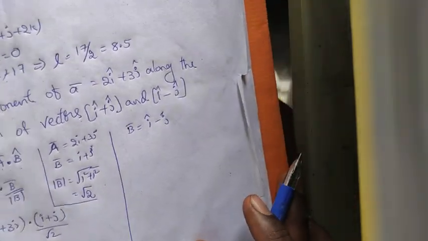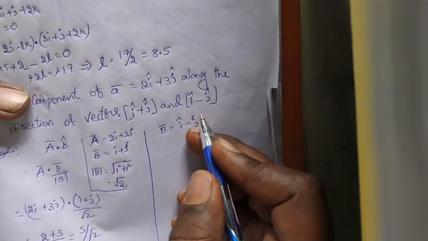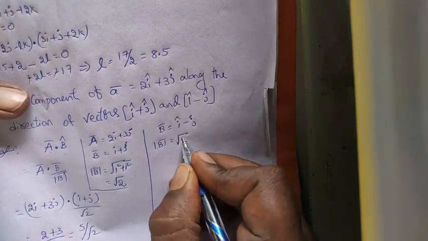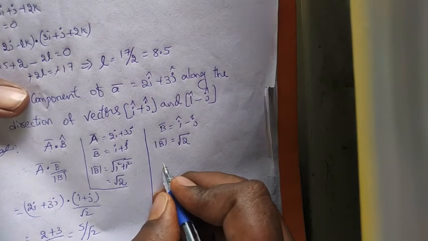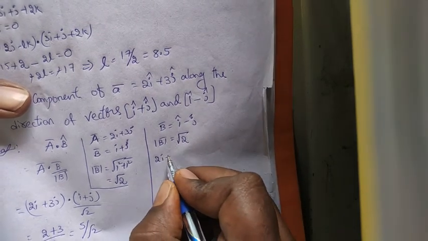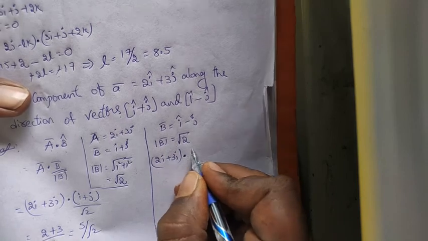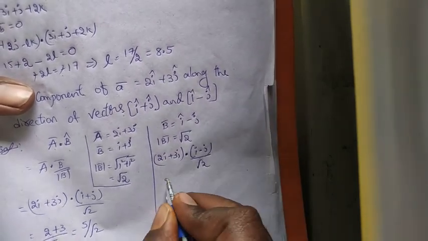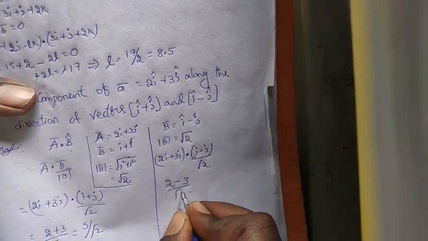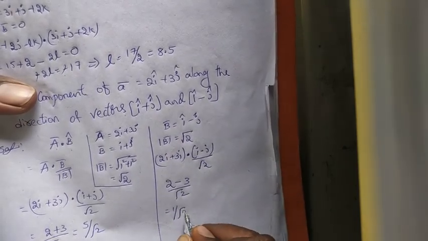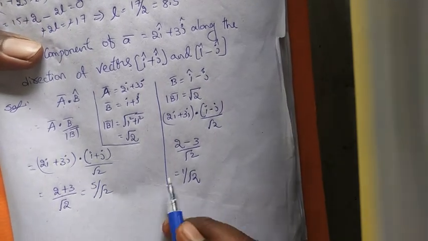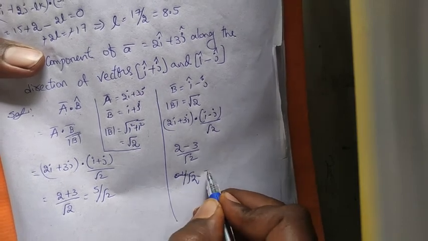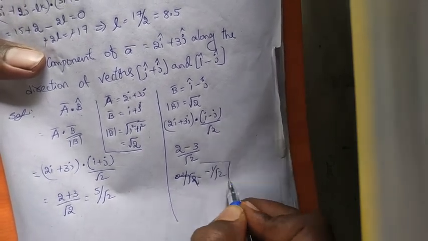Now come here. Let me consider b bar as i minus j, and go for the magnitude of b. Here also we get root 2. Now here also 2i plus 3j dot i minus j by root 2. So 2 1s are 2 minus 3 by root 2. So what we get? Minus 1 by root 2. So the answers are 5 by root 2 and minus 1 by root 2. Answer is this.